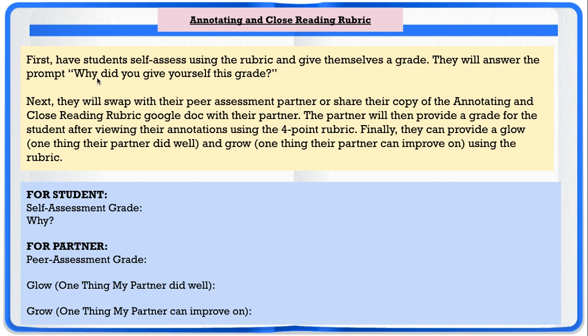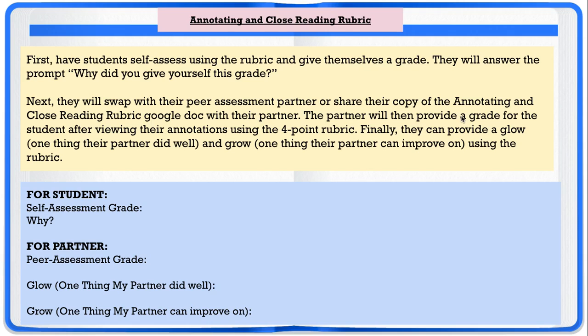Well, first, students can be given the rubric previously shown and give themselves a grade by reflecting on the criteria and asking themselves why did they give themselves that grade, whether it be a 1, a 2, a 3, or a 4 on the 4-point rubric. They will fill in this first part for themselves. Then they can swap with their peer assessment partner or share their copy of their annotating and close reading rubric Google Doc with their partner.